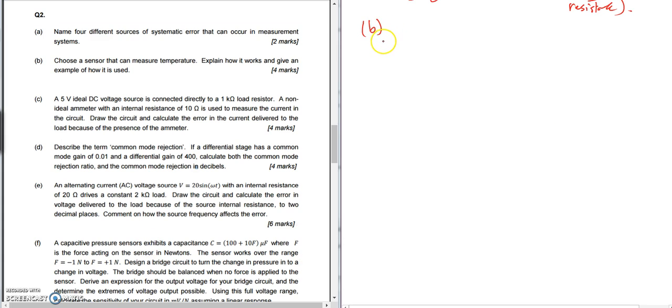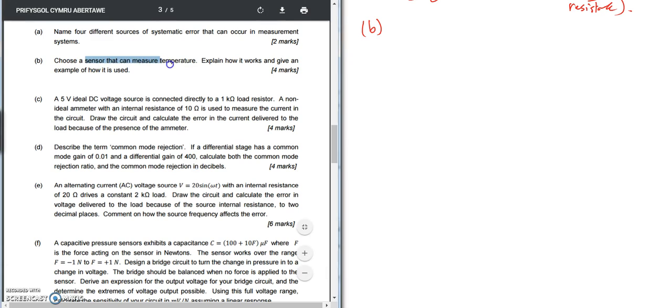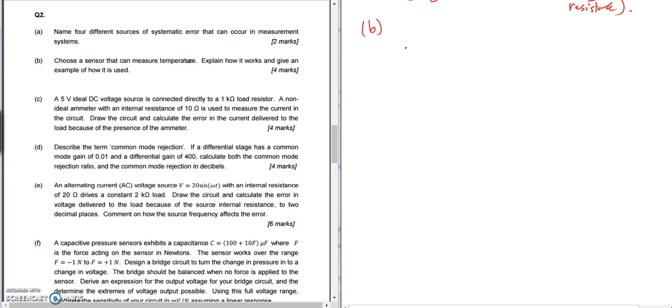Now for part B, choose a sensor that measures temperature. So we have 3 sensors that measure temperature that we have studied. The first one is basically the IR pyrometer. There is also the thermocouple or thermistor. Actually there are 2. So let's take the pyrometer as an example.